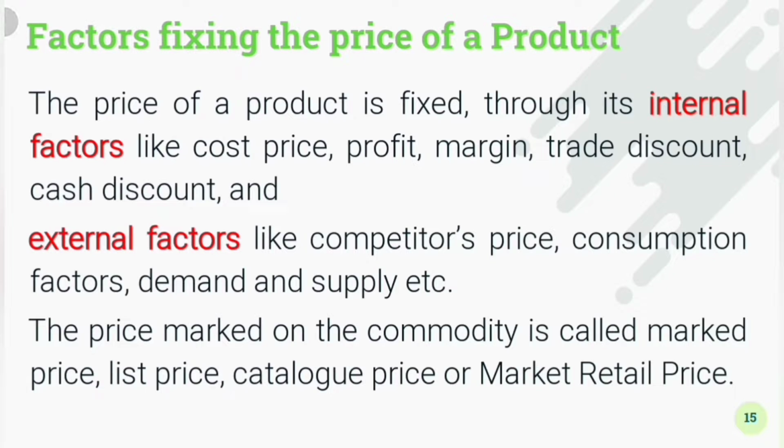Factors fixing the price of a product. The price of a product is fixed through its internal factors like cost price, profit, margin, trade discount or cash discount, etc., and external factors like competitors' price, consumption factors, demand and supply, etc. The price marked on the commodity is called mark price, list price, catalog price or market retail price.